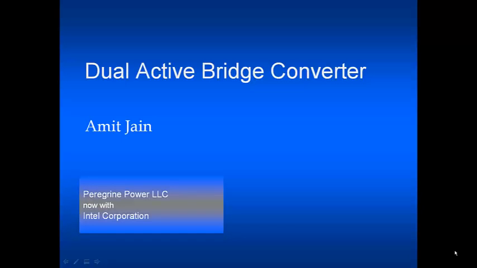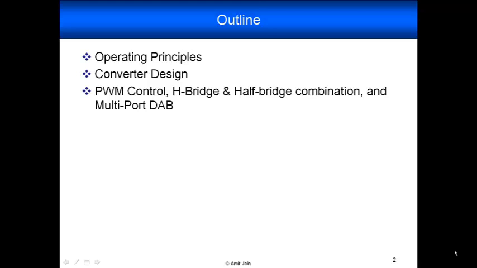Hi, this is the second lecture on the dual active bridge converter. In the first lecture we saw the basics of the converter.